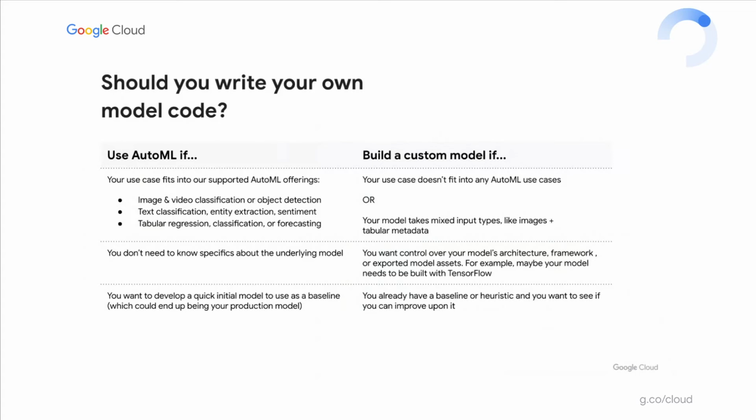And finally, if you want to develop a quick initial model to use as a baseline, AutoML can be great for quick prototyping, and this model that you produce could very well end up being your production model. On the other hand, if you already have a baseline or heuristic benchmark and you want to see if you can improve upon it, then writing your own custom model code could be the way to go.